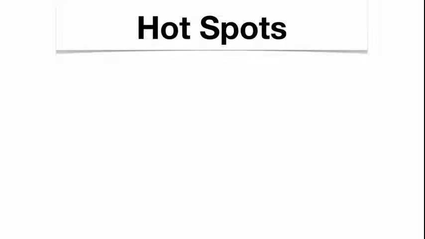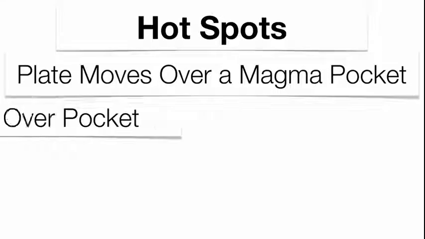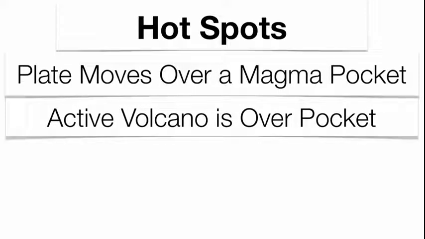That leads us to hotspots. Now, hotspots are a funny phenomenon because you tend to get volcanoes in the middle of a plate compared to along a plate boundary. So a plate is going to move over top of a magma pocket, or a pool of magma underneath the surface. The magma is going to get forced upward through the crust and a volcano forms. So you tend to have a very active volcano over top of the magma pocket. What happens is the plate moves and the active volcano moves with it.